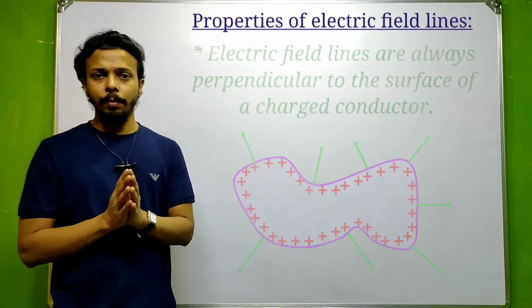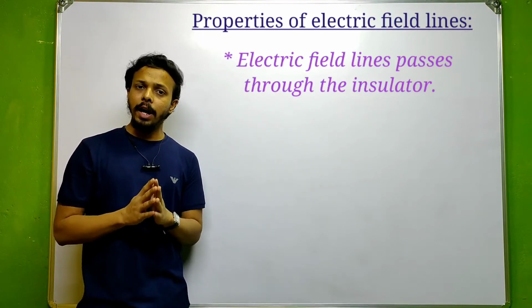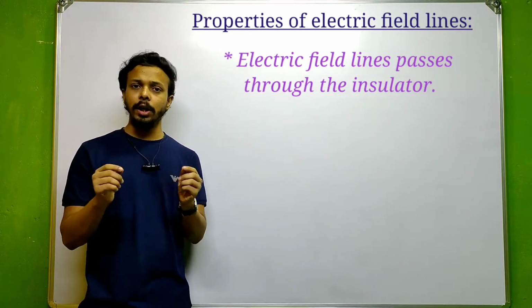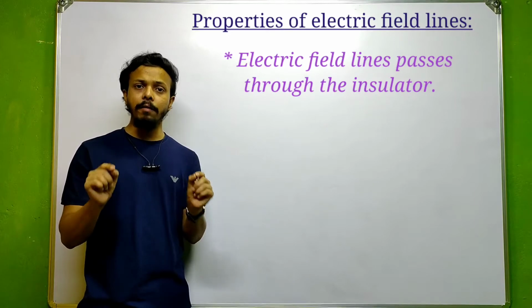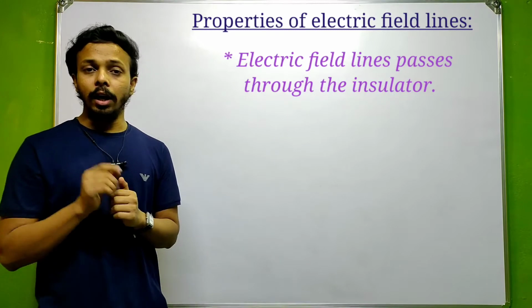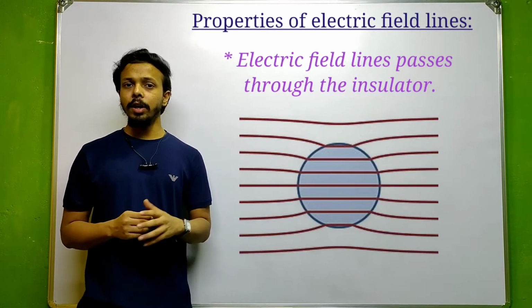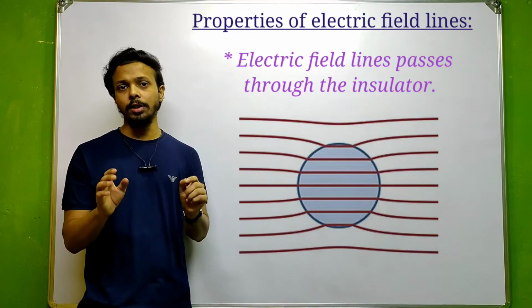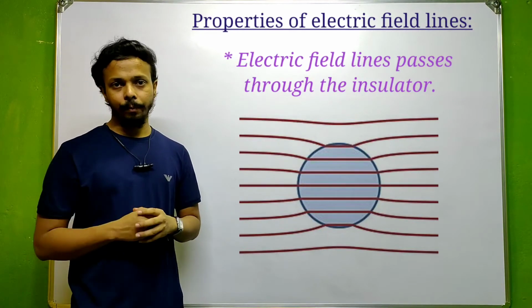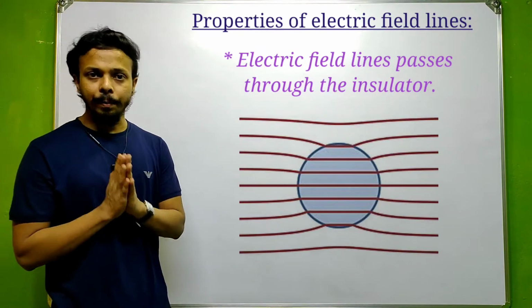And if you talk about some other properties, we all know electric field lines never pass through a conductor. But if we talk about an insulator, electric field lines pass through the insulator. Insulator, or you can also call it a dielectric. So electric field lines pass through the insulator. This is one kind of property.